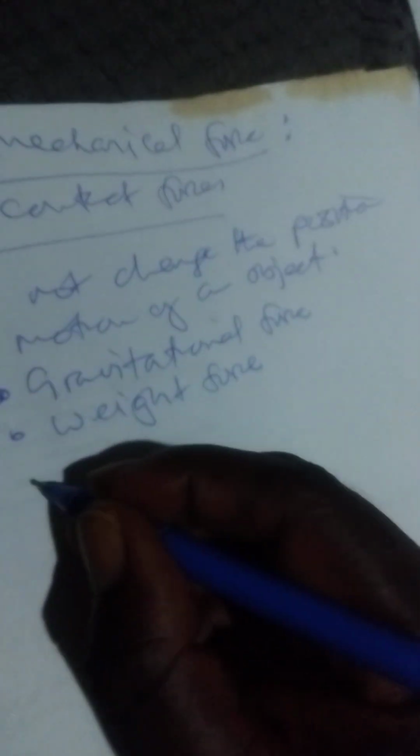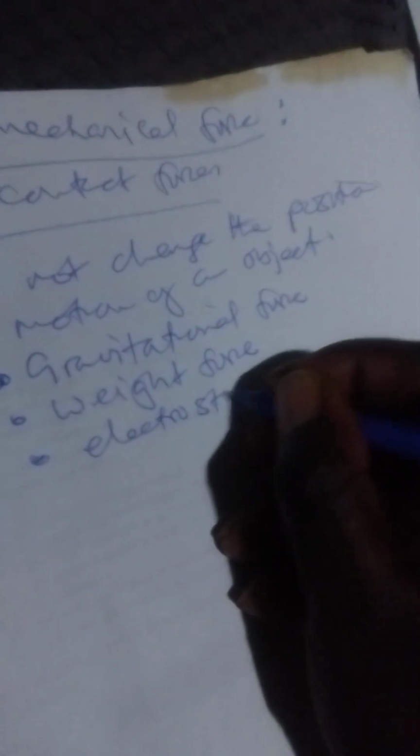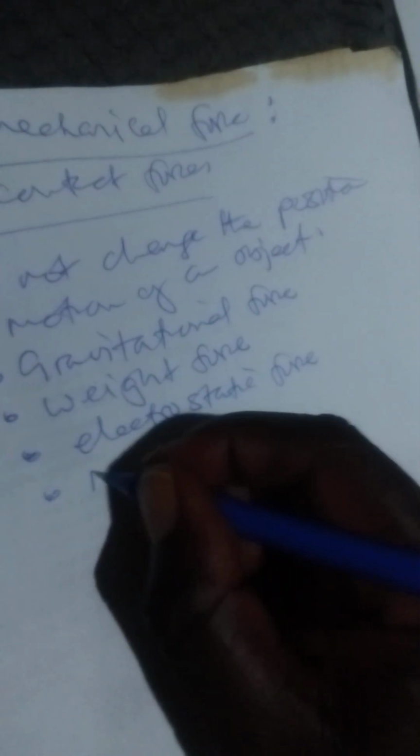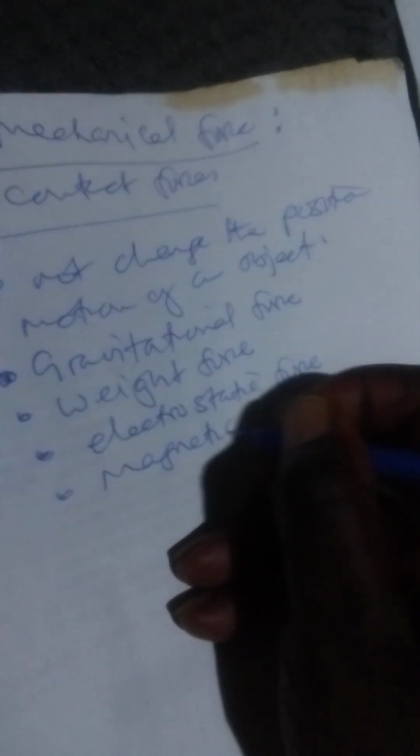This usually comprises a few examples: gravitational force, we have a weight force, we have electrostatic force, we have a magnetic force.